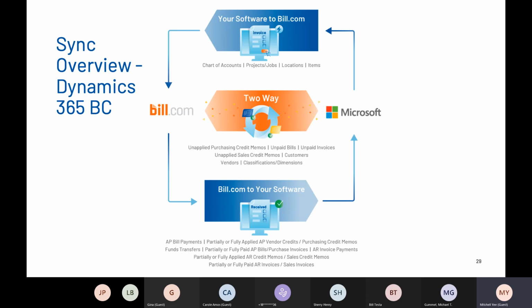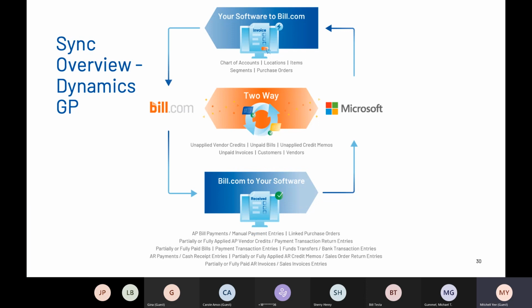We also have data that will go from Bill.com to your software: credit memos, unpaid bills, unpaid invoices, applied credit memos, customer vendors, classification, and dimensions. We have full AP payments, partial payments, credit memos, and funds transfers. All of that will go back into the system, so your system will be up to date. It'll run automatically once every 24 hours, or you can just hit a sync now button and it will sync right then and there to have the most up-to-date information in your software.